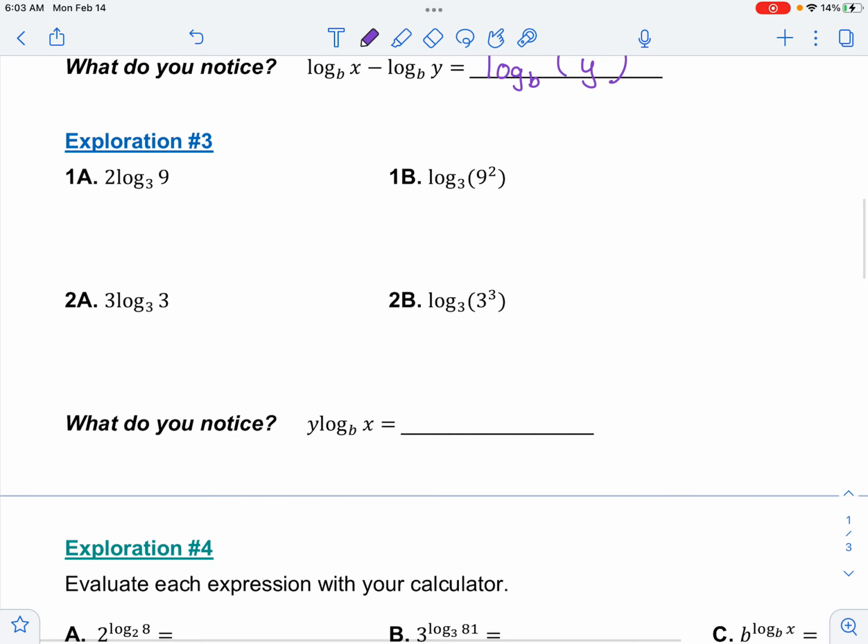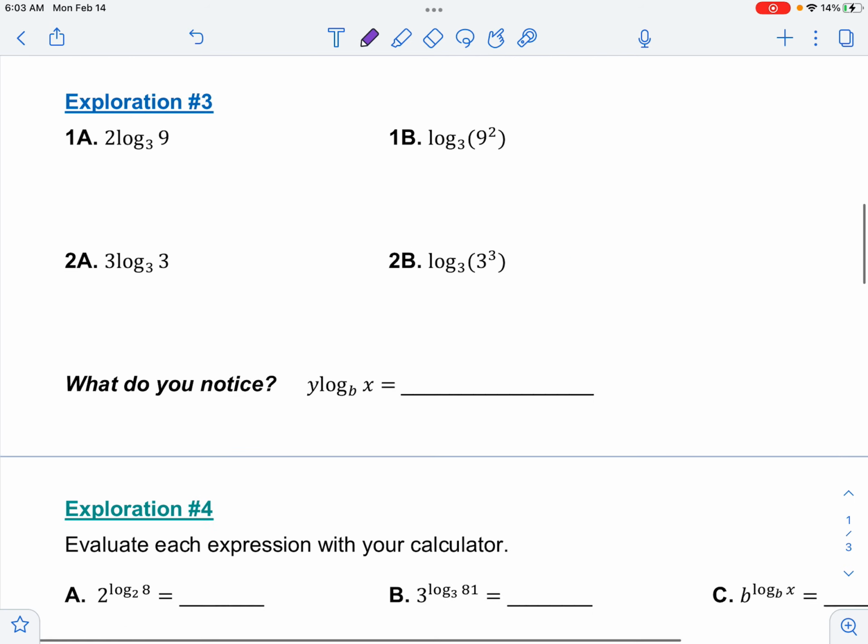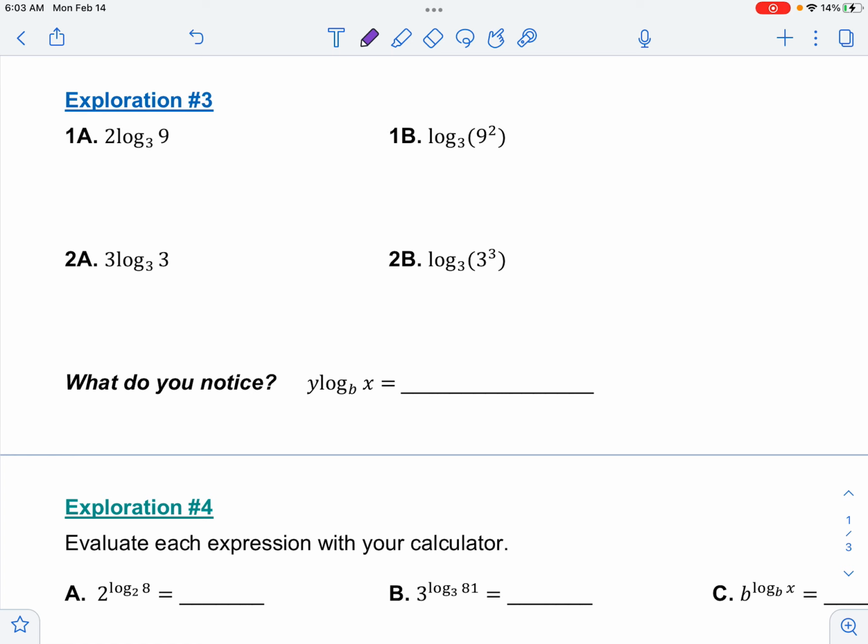All right, so there are 4 properties altogether. That's the first 2. The next one is called the power property. We're going to do something similar: evaluate these and then compare A to B. This time we have 2 times log base 3 of 9. 3 to what power is 9? This is going to be 2 times 2, which is 4. Then we have log base 3 of 9 squared. Well, 9 squared is 81. 3 to what power is 81? This is also 4.